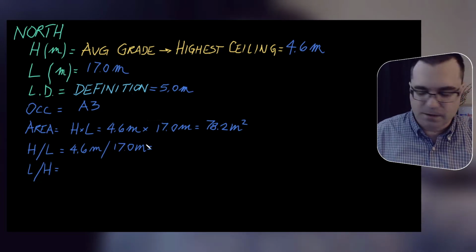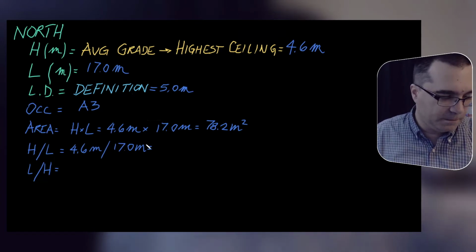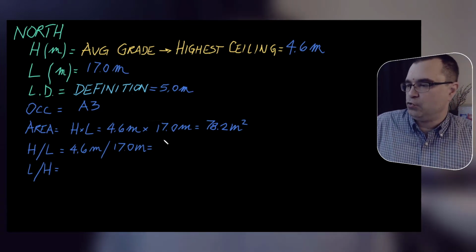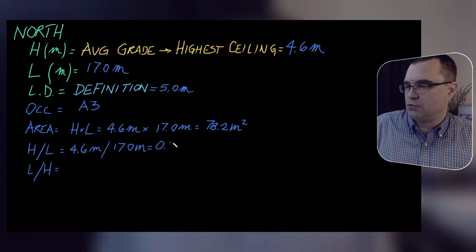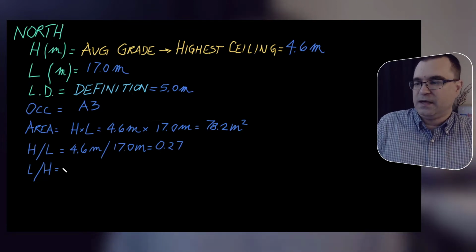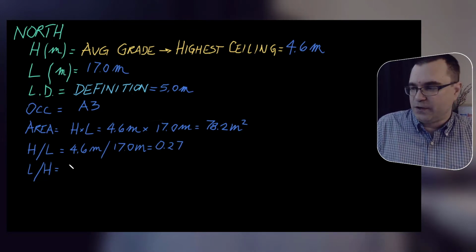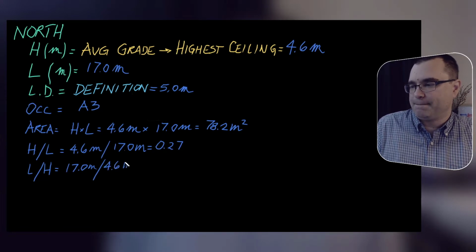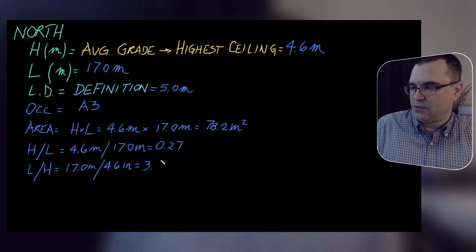4.6 divided by 17 is 0.27. And it's unitless, right? Because meter and meter cancels out. Let's also do the reciprocal, L over H, which is 17.0 meters divided by 4.6 meters. That gives us 3.69.